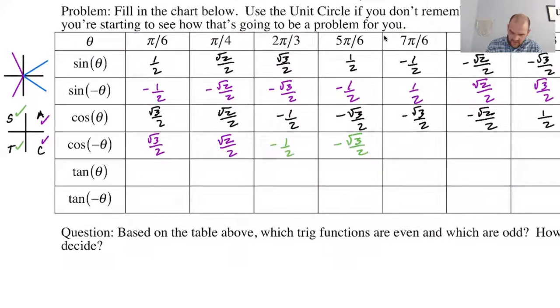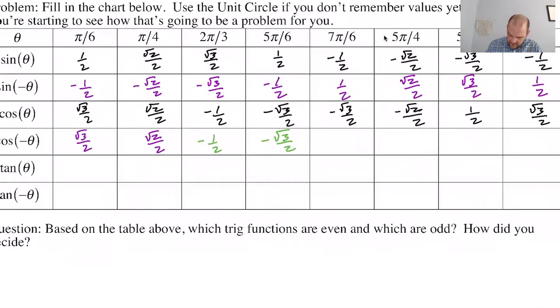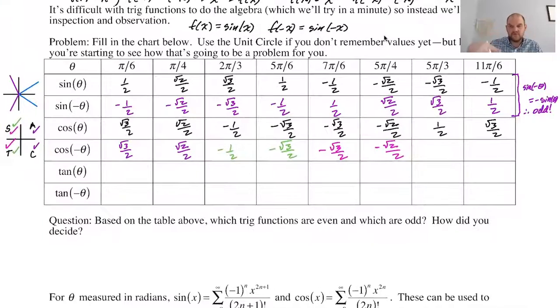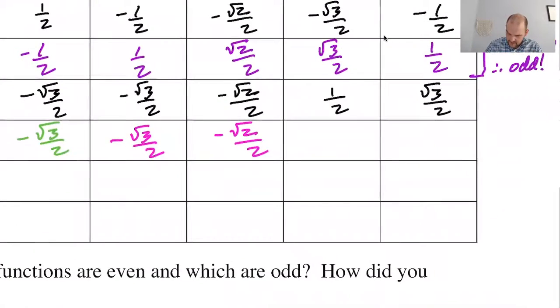And then 7 pi over 6 puts me in quadrant 3. But the negative of that reflects over the x-axis and puts me in quadrant 2, where cosine is negative both times. So this will still be negative root 3 over 2. 5 pi over 4 is the same quadrant, so same deal. And then 5 pi over 3, we've already seen that quadrant 1 puts you in 4, so quadrant 4 puts you in 1. So we're going to get the same again. So 1/2, radical 3 over 2.